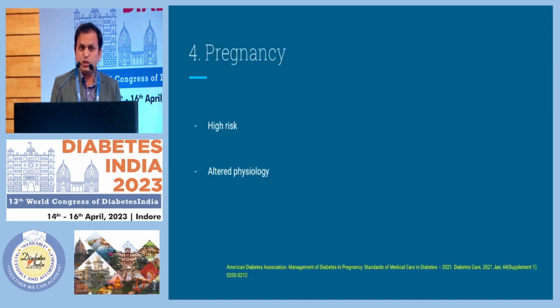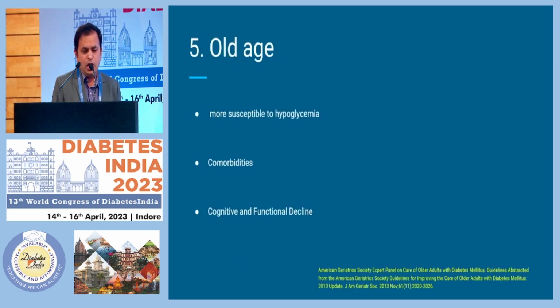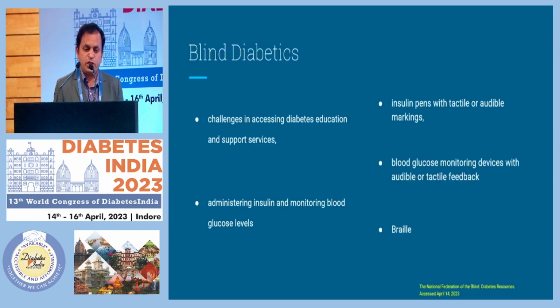And pregnancy, we know it is high risk because of altered physiology. Targets are different. That needs to be taken care of. And old age people will have decreasing cognitive and functional decline. And they're more susceptible to hyperglycemia due to comorbidities. So much more individualization is required in these people. And last but not the least are the blind diabetics. So they can't do their own glucometer checking, and it is very difficult to inject themselves.